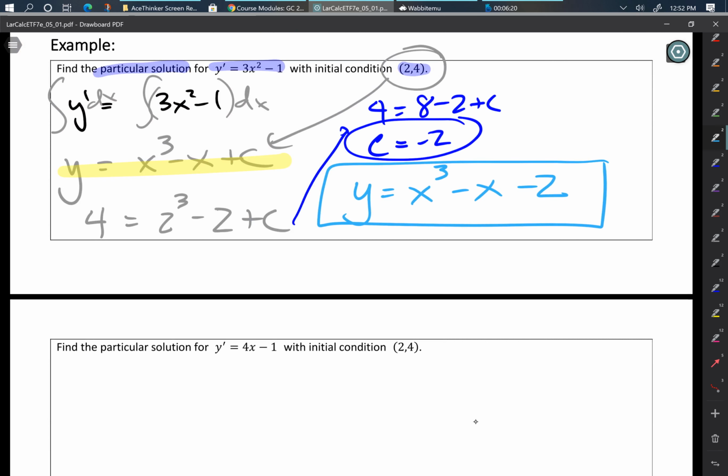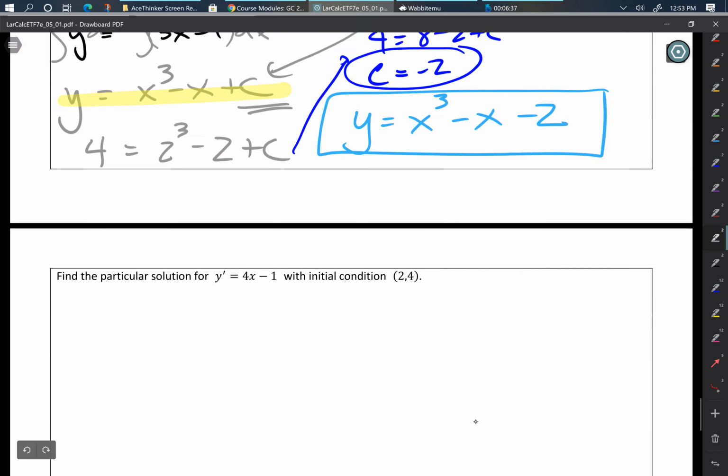Okay? All right, so what we're looking at here is finding a particular solution. All this means is take an antiderivative, take the indefinite integral. The indefinite integral is generic in the sense that it has a plus c on the end. Use the known point on the curve to narrow that down from infinitely many to the one that goes through the point.